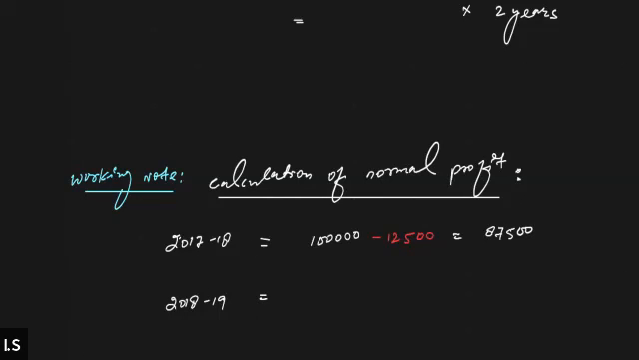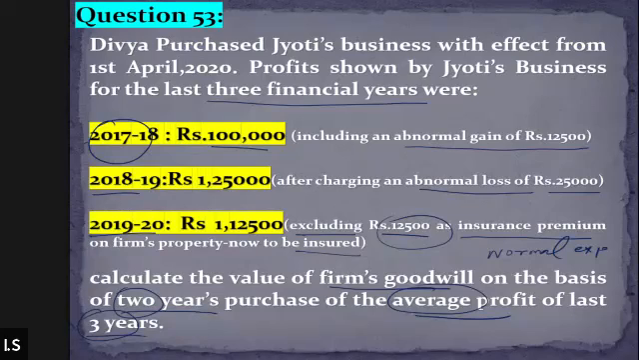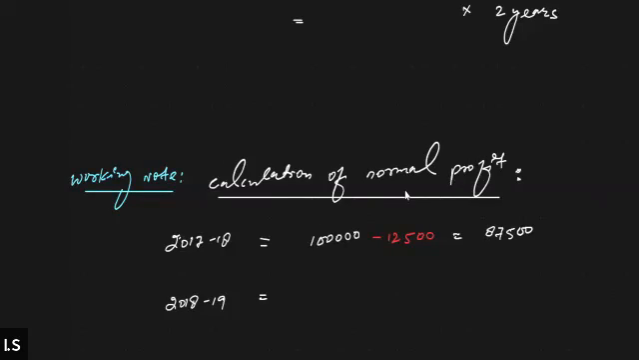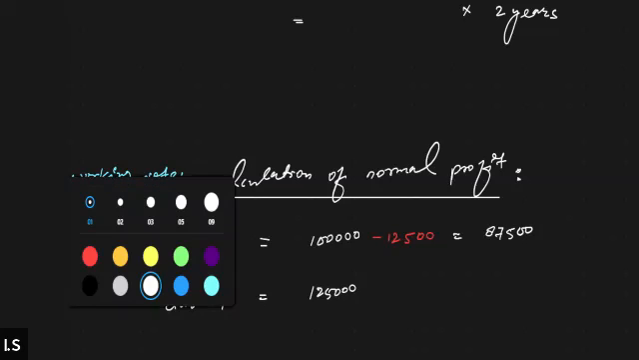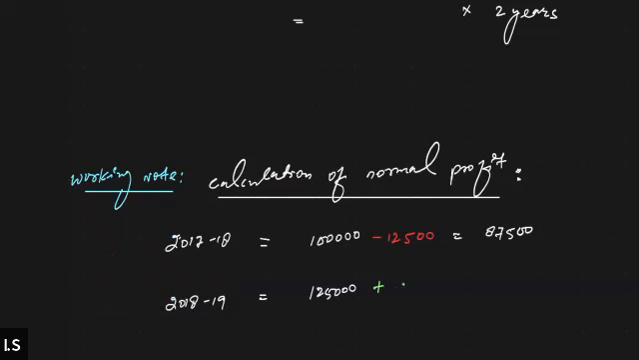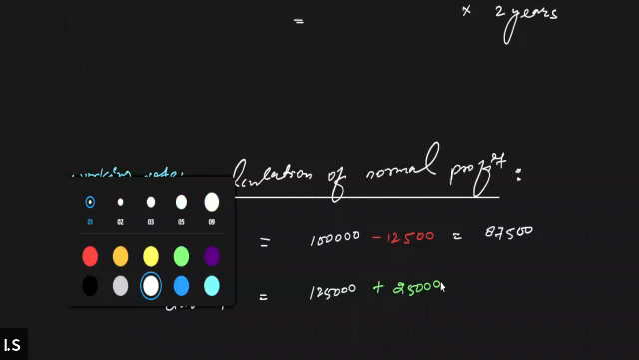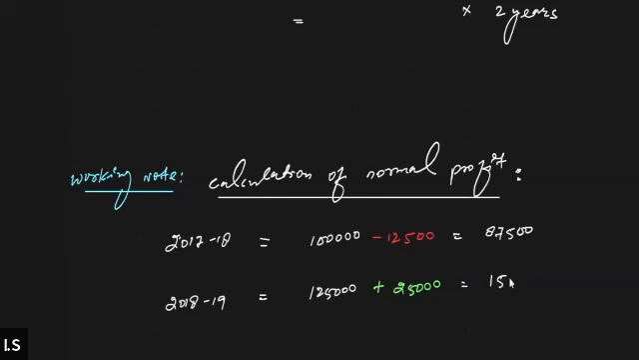Then for the year 2018-19, the profit was 1,25,000, right? And it included an abnormal loss, we had subtracted an abnormal loss of 25,000 earlier. So now to find out the correct profit, we will add it back, right? So 1,25,000 plus 25,000 is 1,50,000. Correct, since it was the abnormal loss.